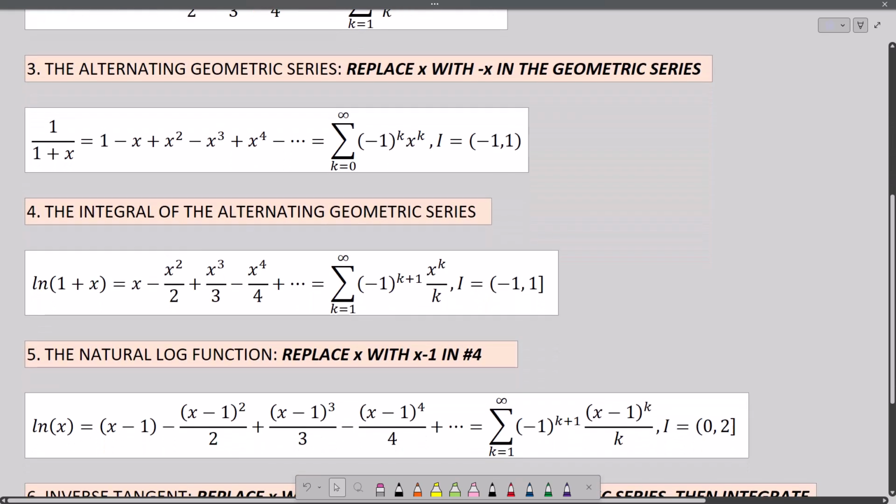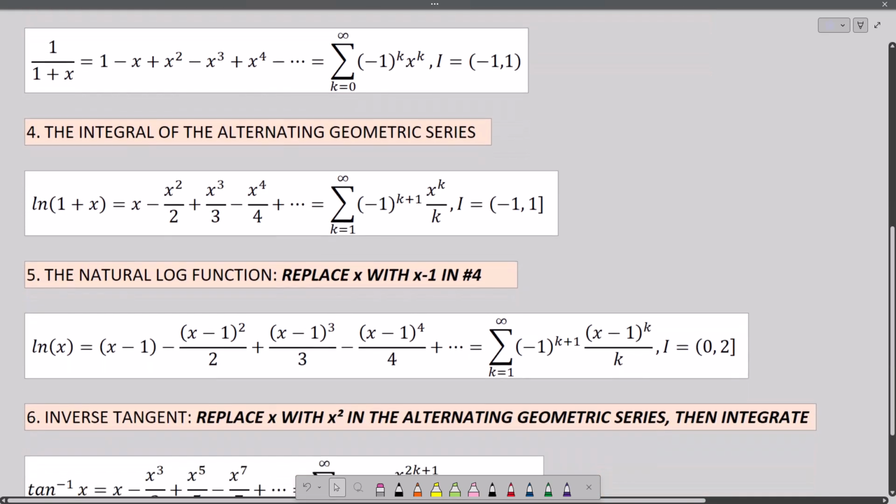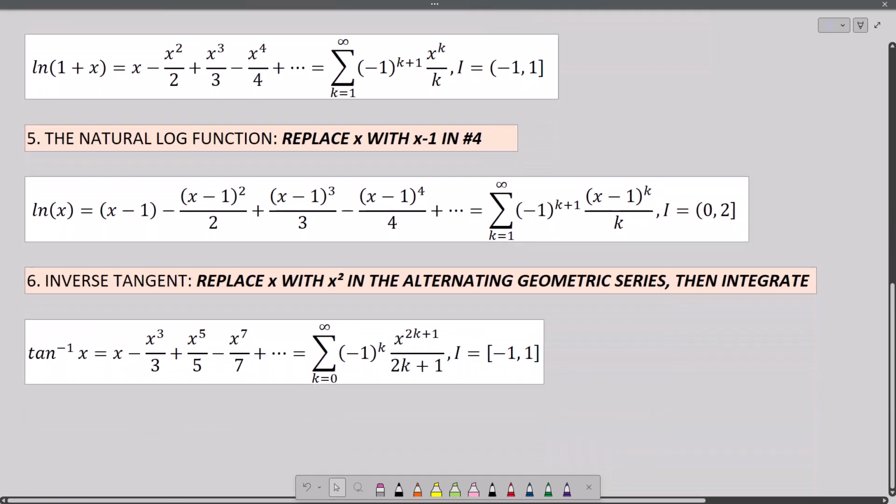This is the integral of the alternating geometric. Just integrate term by term. Now this one I integrated and I did re-index it. So if you're integrating, you would get x to the k plus 1 over k plus 1. But then I re-indexed it so it starts at 1 instead of 0, which is why this is not x to the k plus 1. So you can play with that and just sort of see how that's done.